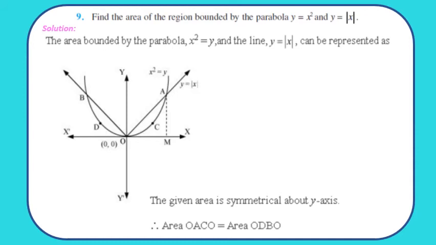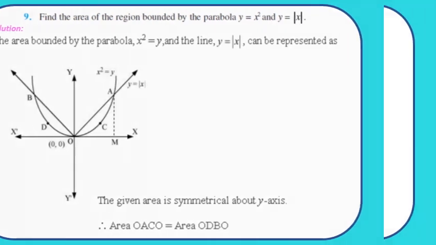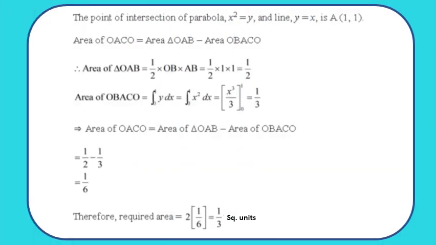So you can see that the entire area is symmetrical about what? Y axis. So the area of OACO will be equal to area of ODBO. Clear? Now from the two equations, the point of intersection can be calculated. The point of intersection of the parabola x square equals to y and y is equal to x will be what? The point A, that is 1, 1. So area of OACO will be equal to what? Area of triangle OAB minus area of OBACO.